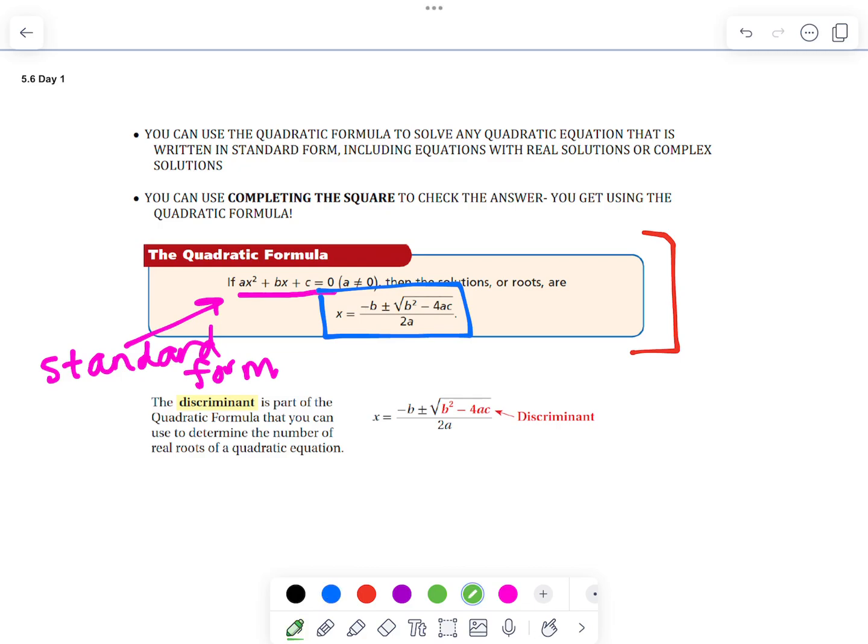The other thing on this slide says the discriminant is part of the quadratic formula that you can use to determine the number of real solutions. So this piece underneath the radical is called the discriminant. It tells you the number of real roots of a quadratic equation.